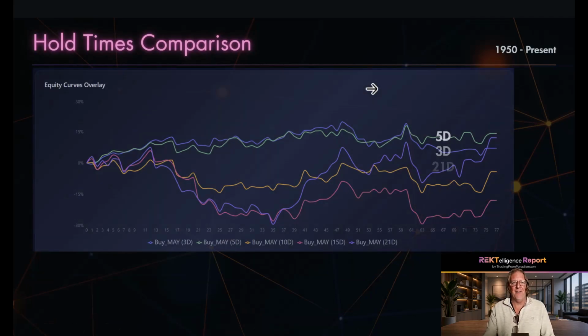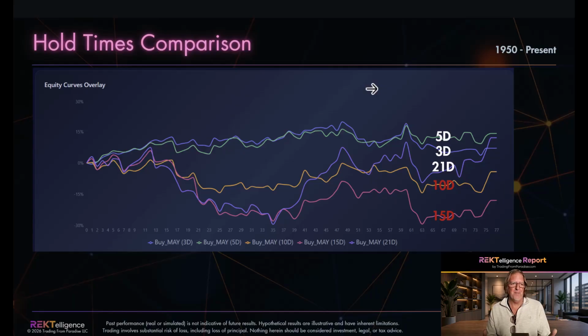Let's take a look at this Strategy Analyzer equity curves overlay. This is essentially a hold times comparison. And you can see the best is 5-day, 21-day actually is just under the 5-day curve. 3-day is right up there in the mix. Those were the ones that had the positive expectation. I didn't look at every single day, but basically getting a sense of short term and then the 1 month, with again 10 and 15-day being negative returns here over time, 1950 to the present.